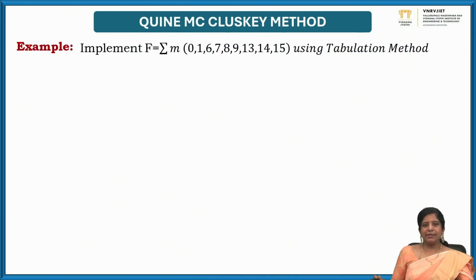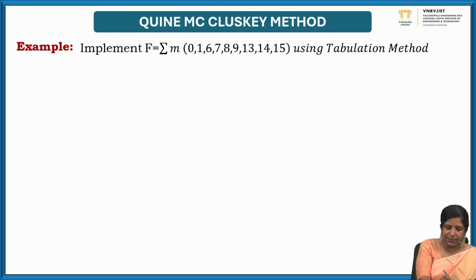Here the minterms given are 0, 1, 6, 7, 8, 9, 13, 14, 15. You have to simplify this. Already I told you, the Quine McCluskey method can also be called the tabulation method. Step 1.